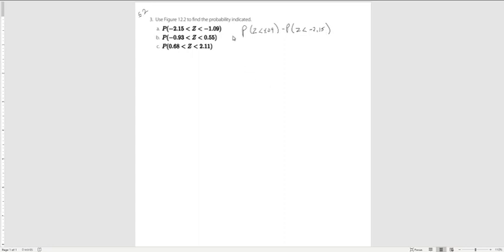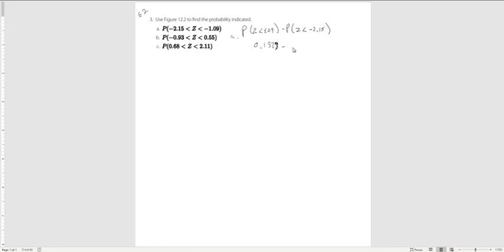So I better label this A. So we need to look up in the table the cumulative distribution of probability that z is less than minus 1.09. So we'll look up the row minus 1.0, then go over to the column labeled 0.9, so that would give us minus 1.09. And when we look that up, we're at 0.1379. That's a 9, not an 8. I'm trying to draw an 8 for some reason.